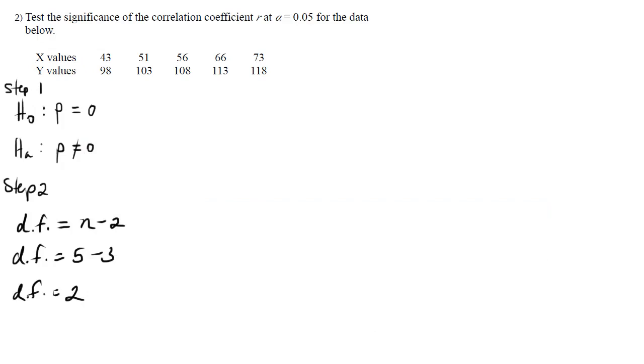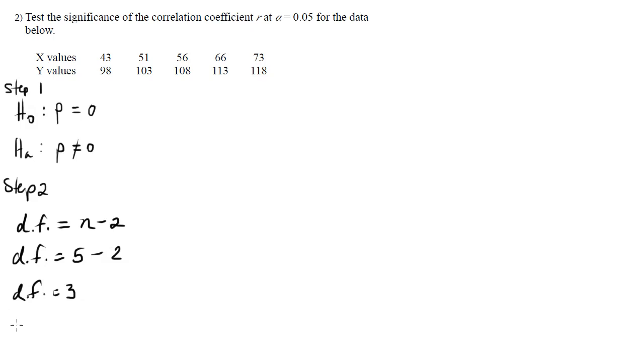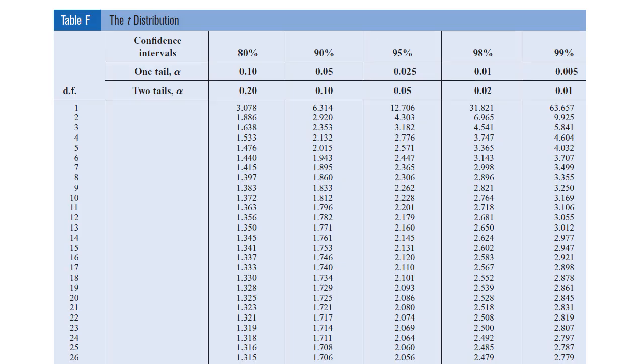See what I did? I know you're going to tell me in the comments. 5 minus 2 is 3. I got a little ahead of myself, right? So there's 3 degrees of freedom. Making sure you're on your toes. So 3 degrees of freedom, 0.05, two tails. The critical value is 3.182. Let me just look again. 3.182. Yes.